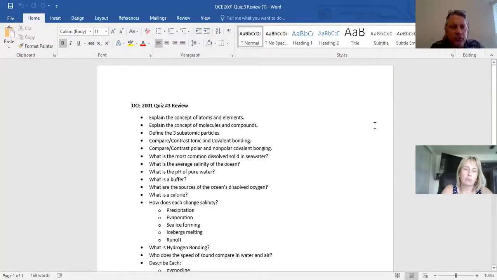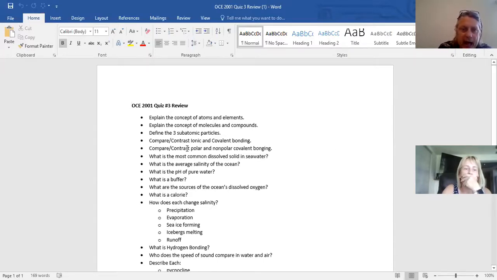Just to run through it really fast with you: atoms and elements. Remember, atoms are the smallest portion of an element, and molecules are the smallest portion of a compound. The subatomic particles, the proton, neutron, and electron: describe them, charges, location, atomic mass, just general information about them.